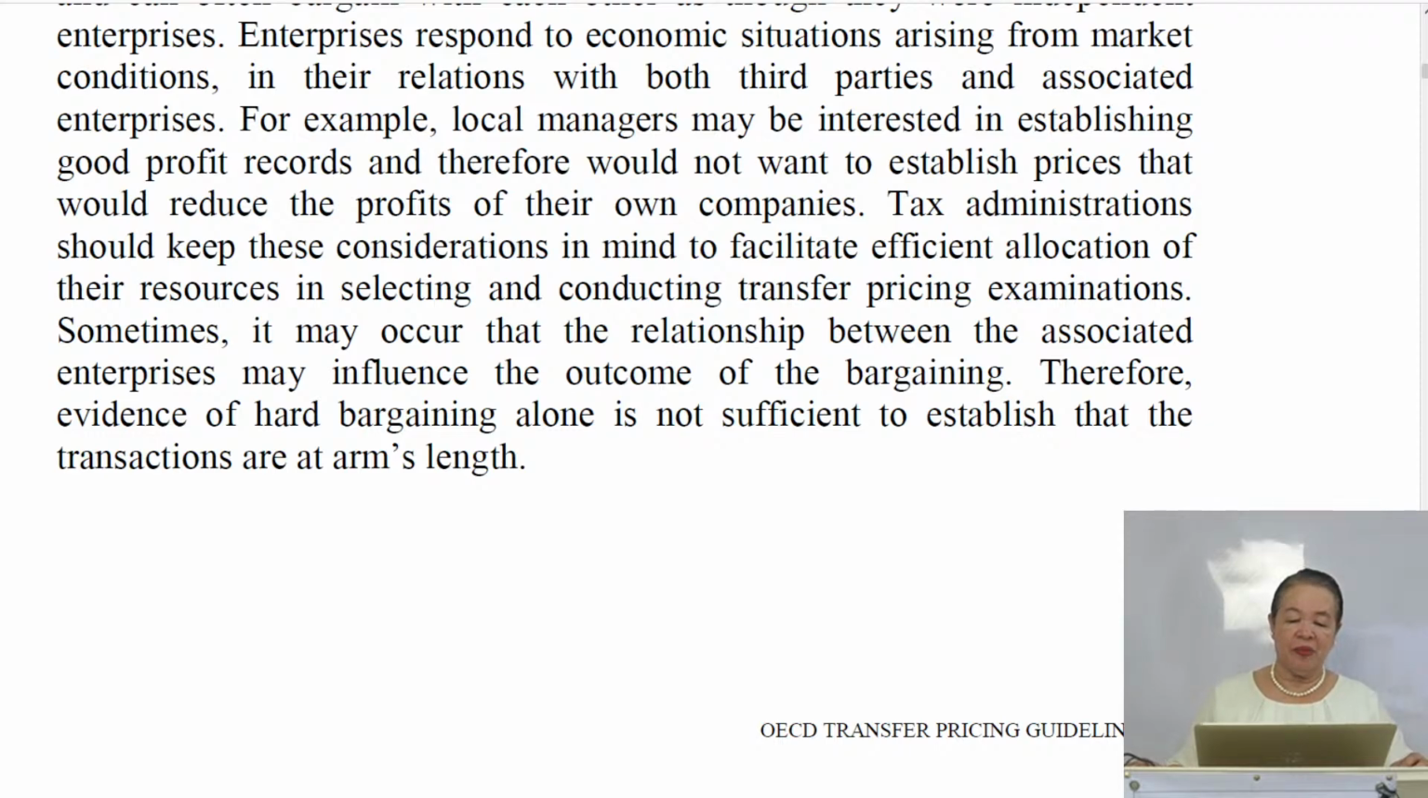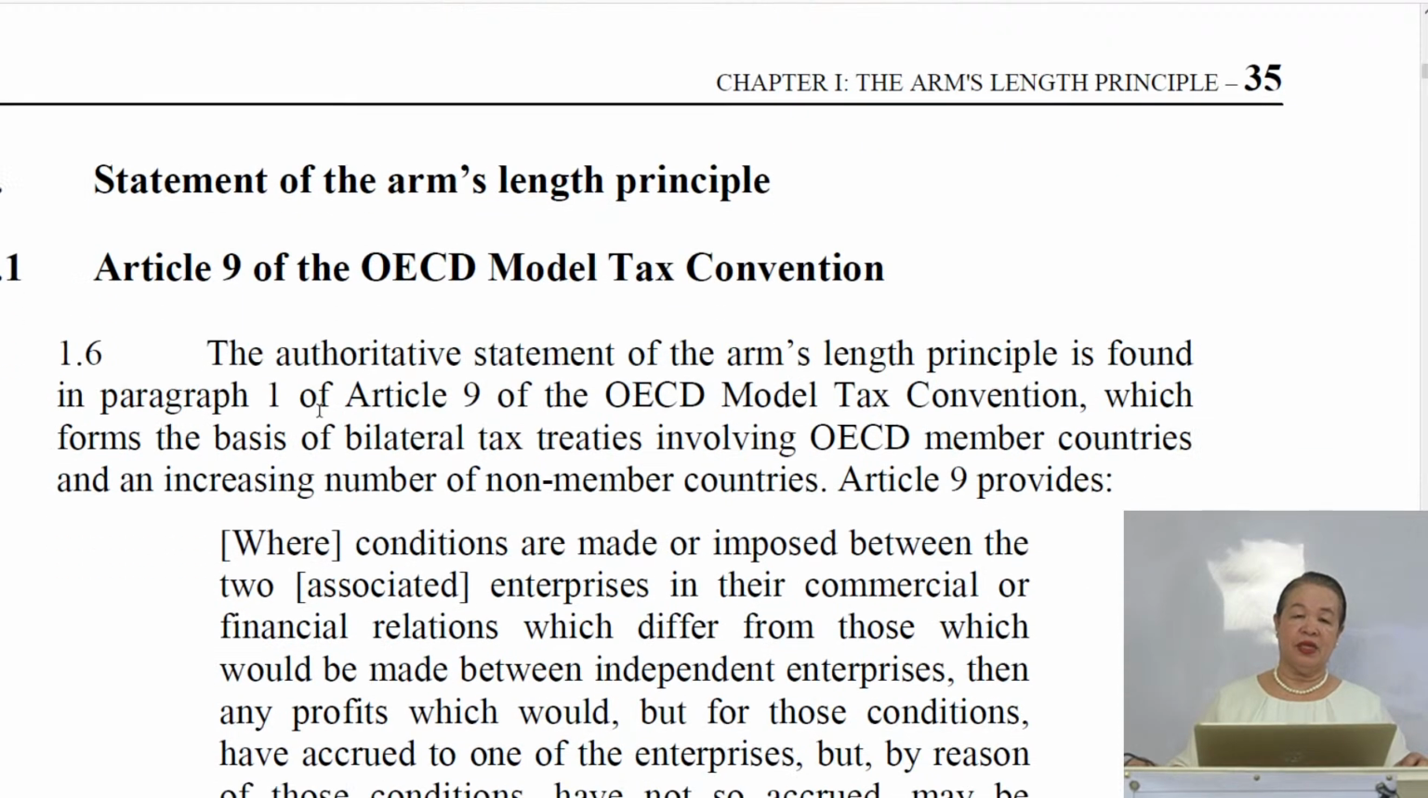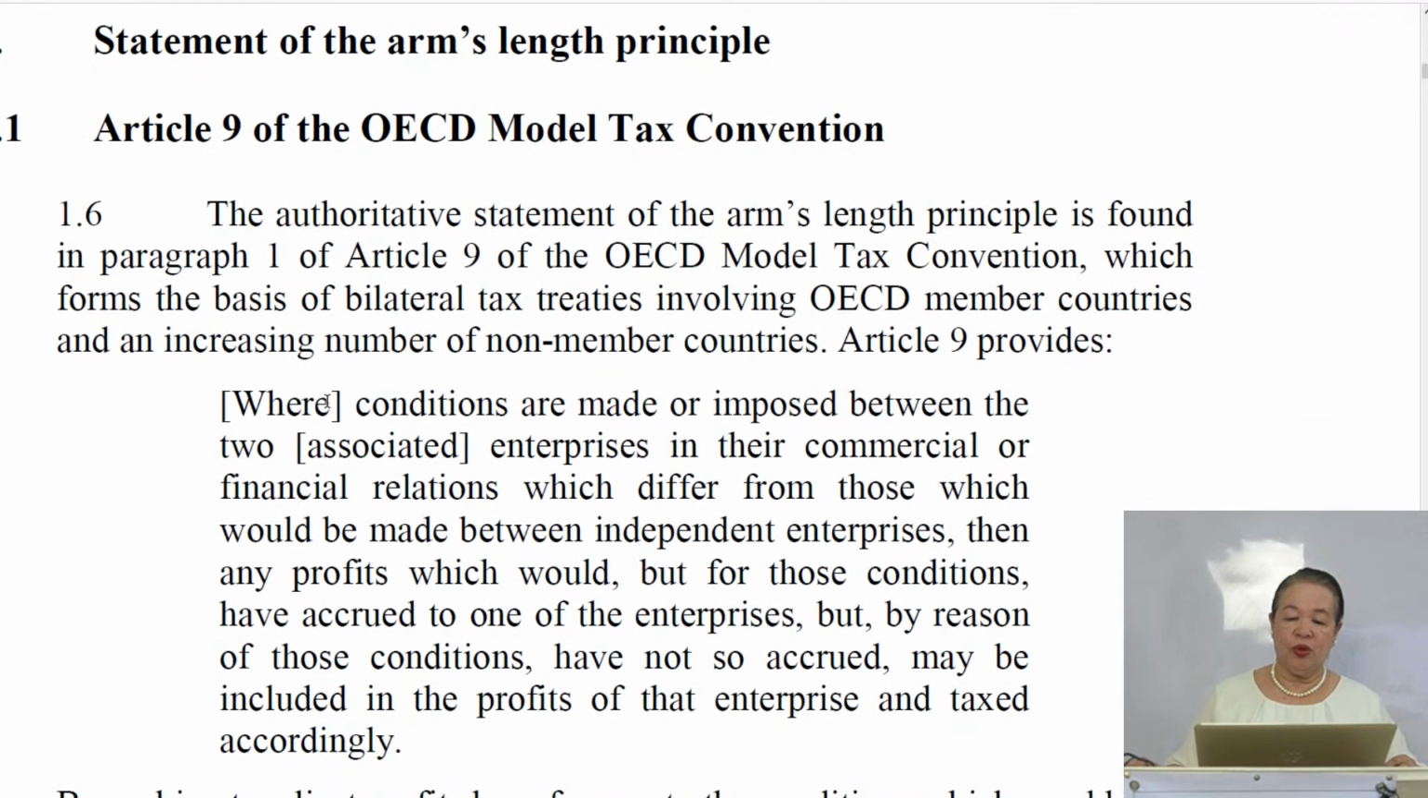Evidence of hard bargaining alone is not sufficient to establish that the transactions are at arm's length. So what is the tax authority or the analyst interested in? Whether the transaction is arm's length, because of this application of the arm's length principle. That's why we always have to go back to the question: is the transaction arm's length?